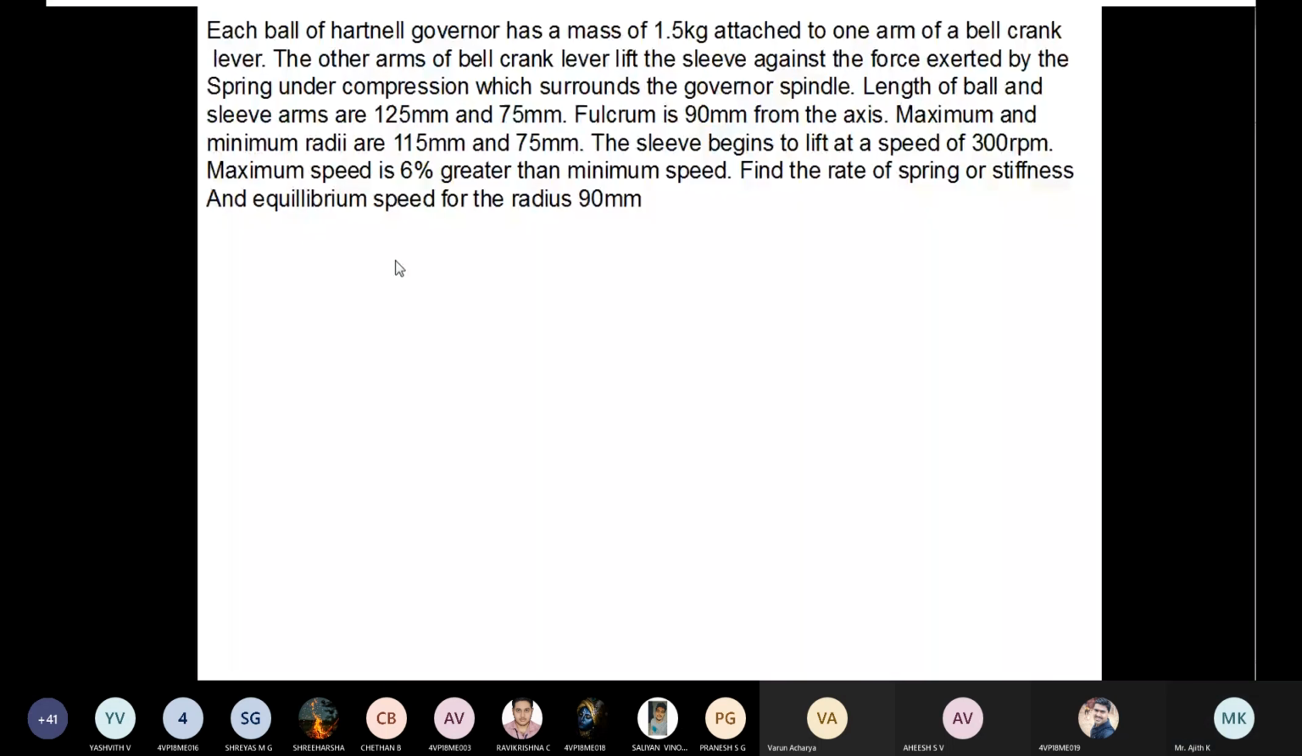First, note down the different values given in the question. So in this question, go through the first sentence. Each ball of a Hartnell governor has a mass of 1.5 kg. So the mass of the ball is small letter m, and m is 1.5 kg.